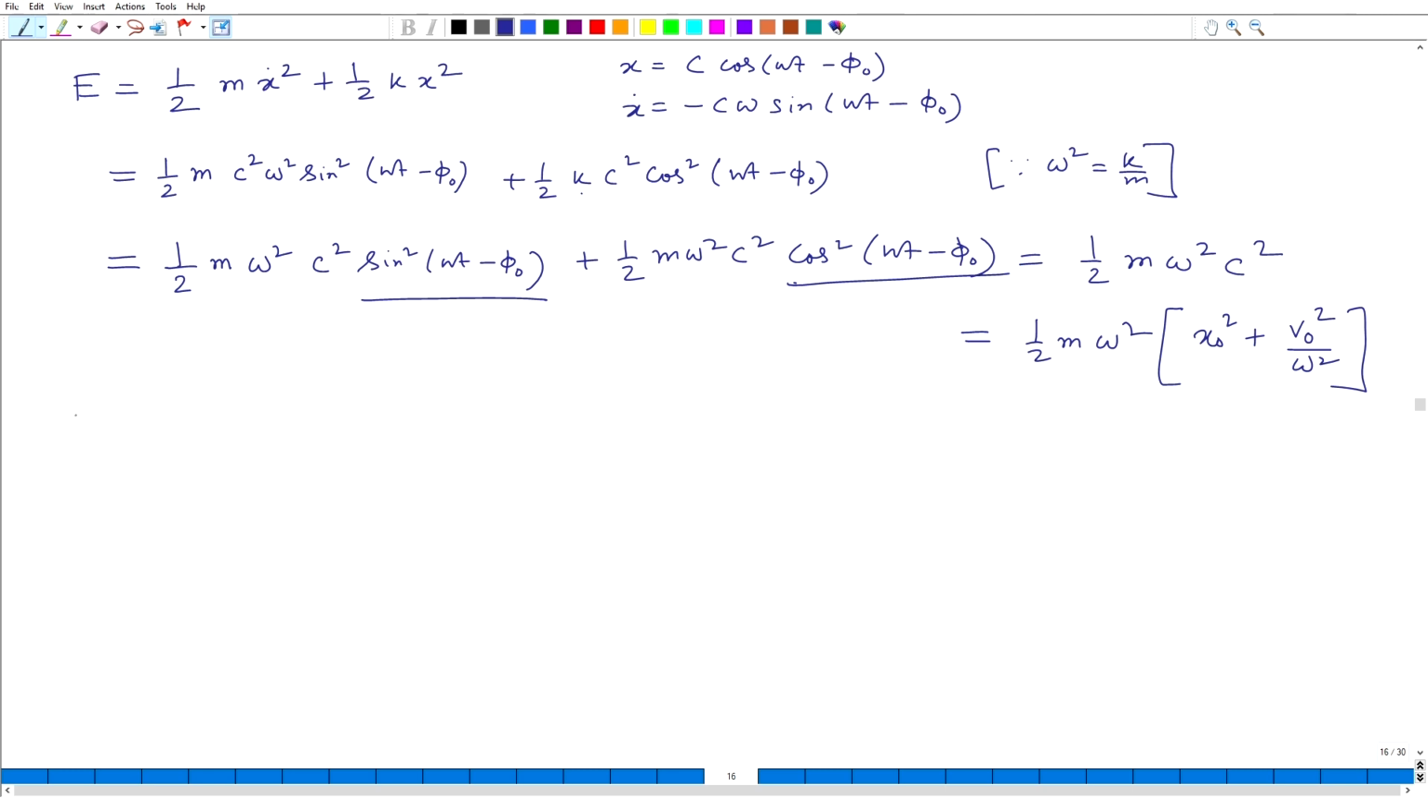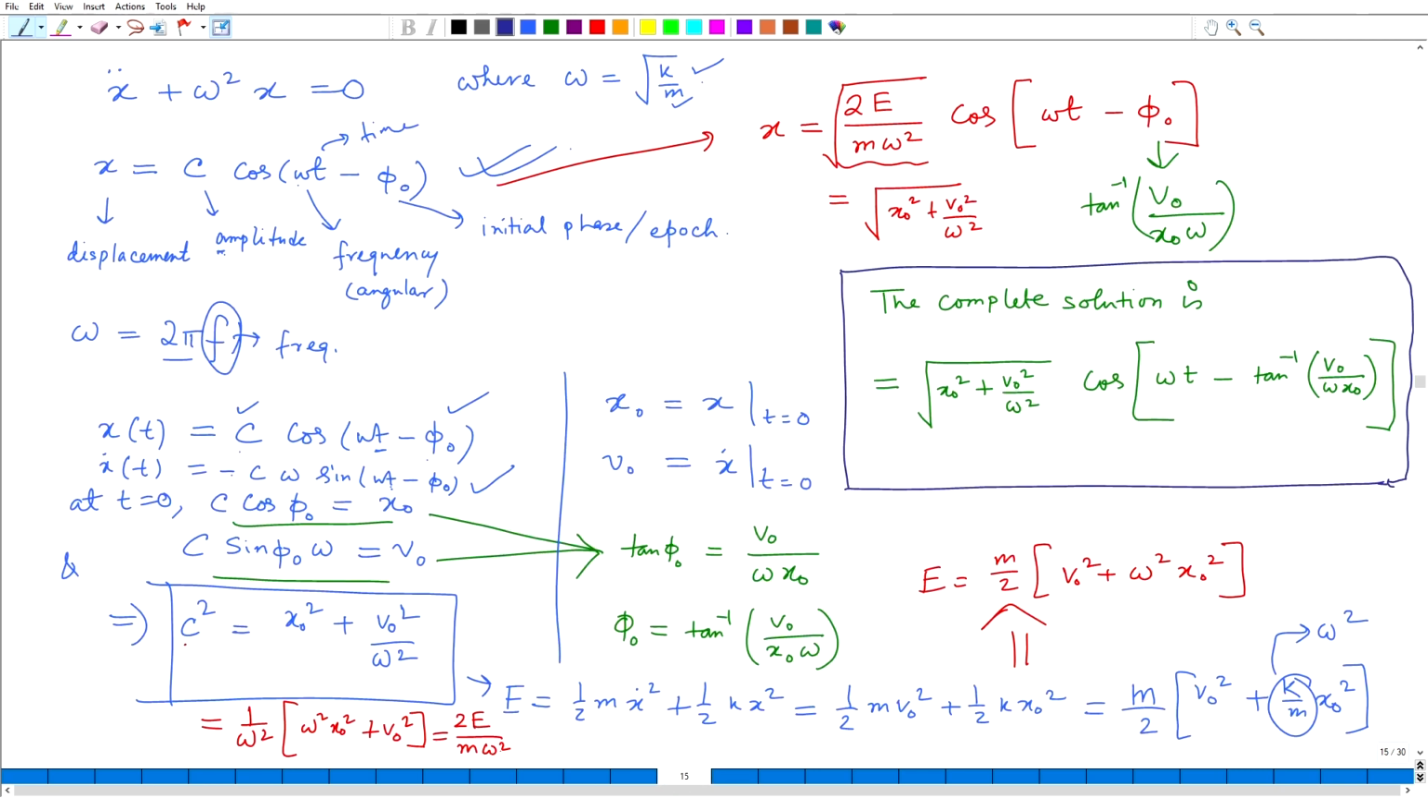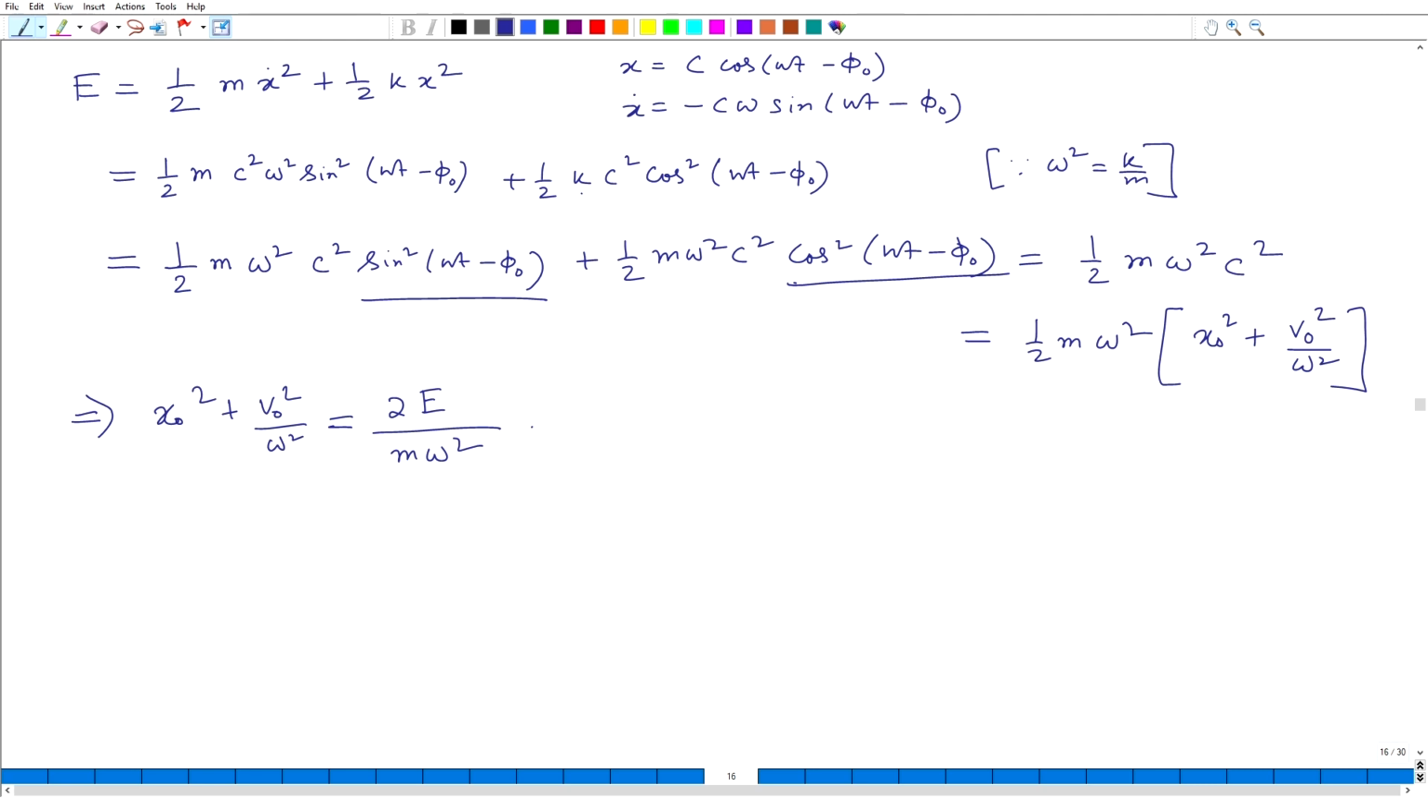And that is exactly you can write here, x0 square plus v0 square by omega square is equal to 2E by m omega square. So, that is exactly what we got here as well. So, this is a way to cross check just by directly putting the exact solutions of the motion.